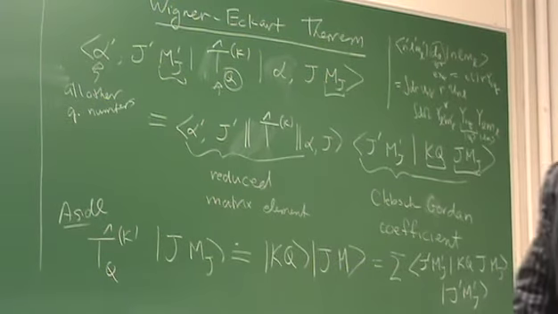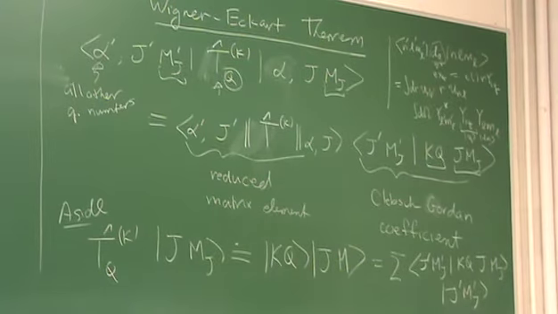So to get the reduced element, you just brute force it? You just brute force it.